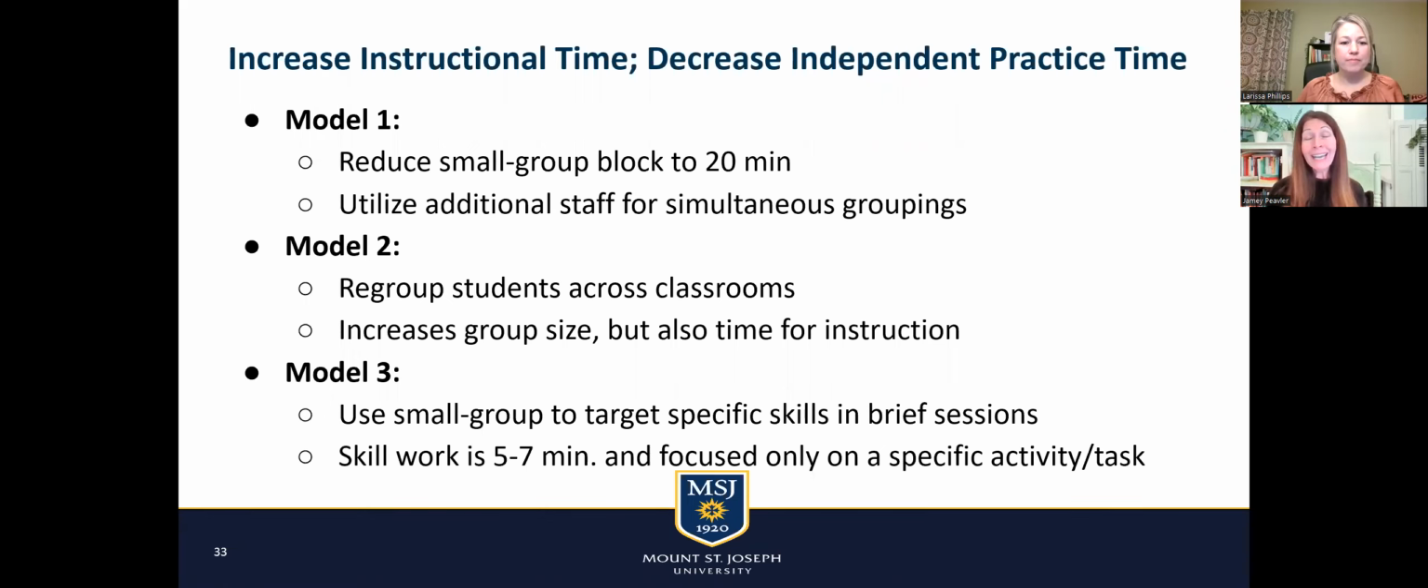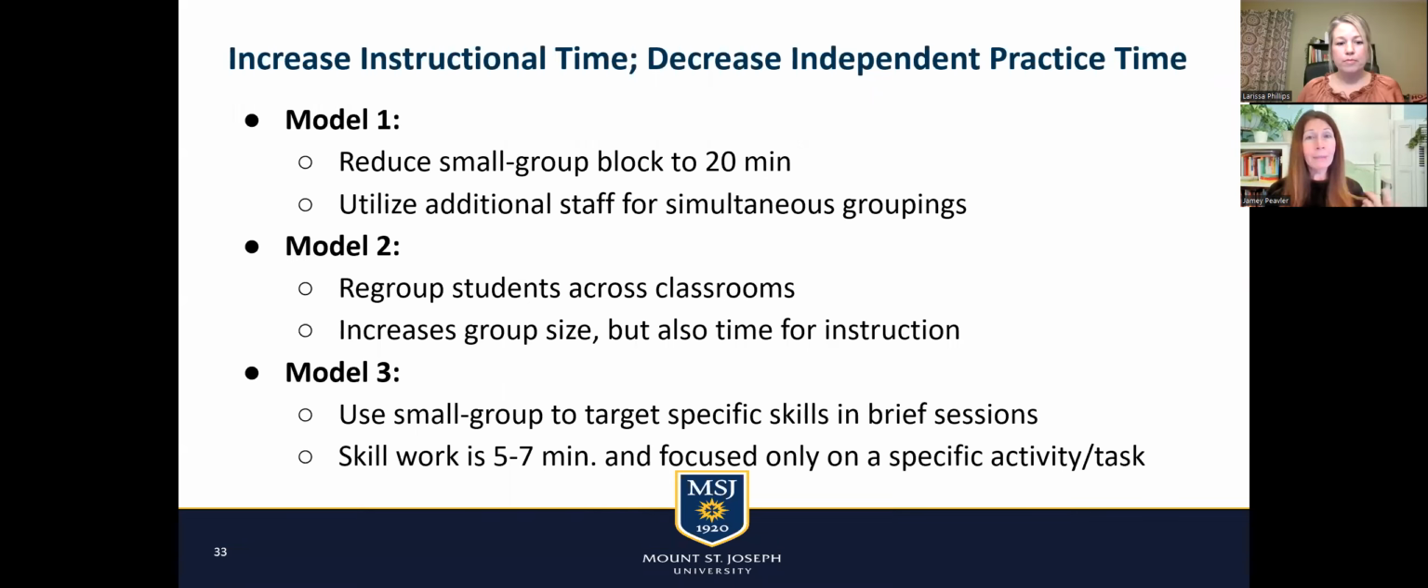Model 2 would be, I don't actually have adults available to support me, but perhaps between me and my peers teaching the same grade, we could share kids. And if we share kids and I have a group that has a specific need, I can increase the time that I'm working with them, but I'm going to do it as a larger group model. And I may have to split off a little bit, but that's one way to, again, minimize that independent time.